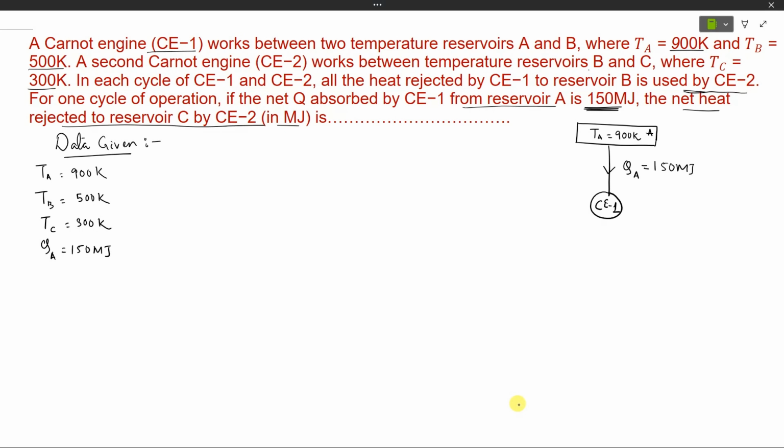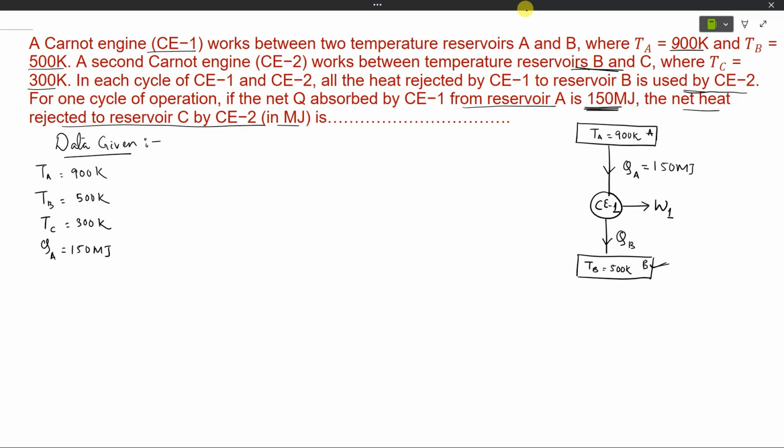Next, after performing some work by Carnot engine 1, the remaining amount of heat energy is rejected to another reservoir having temperature 500 Kelvin, and let's say the reservoir is B. Now, according to the question, there is another Carnot engine, that is CE2, which works between reservoir B and C. So here it is reservoir B, and another reservoir is there, and in between these two reservoirs B and C, the Carnot engine CE2 works.